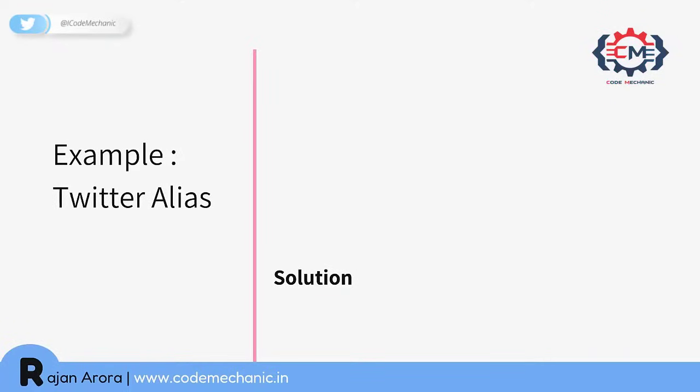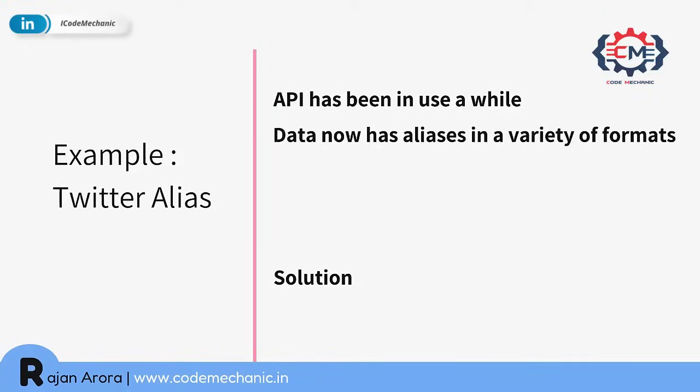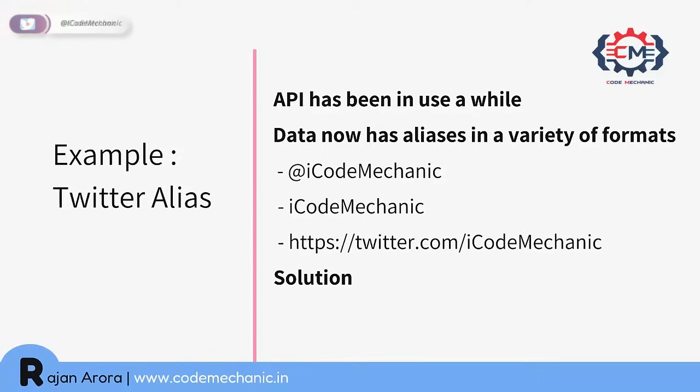As an example, let's say that I want to change how I accept a Twitter alias into my APIs. Let's assume that the API has been in use for a while and the data in my system now has aliases in a variety of formats. Some use an @ prefix, some don't, some include the full URL.